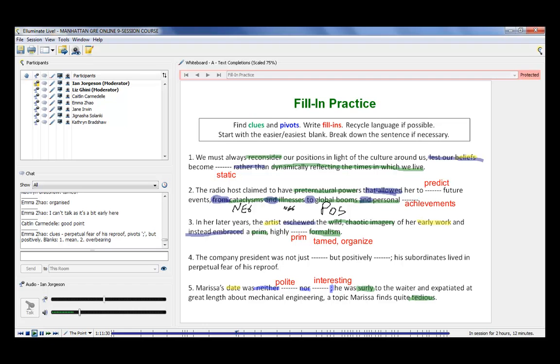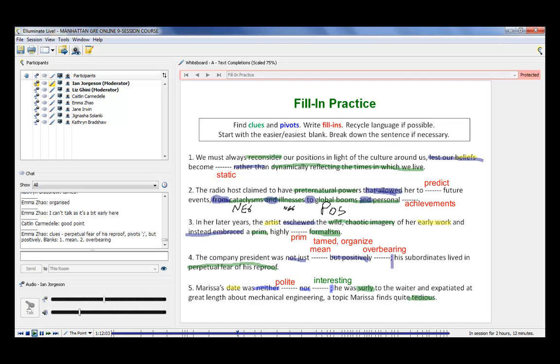All right, and Emma's giving us the fourth one, the clues, perpetual fear of his reproof. Yeah, absolutely agree with that. Perpetual fear of his reproof. And then the pivot, the semicolon for sure, and also the idea that not just one thing, but positively another. And I like that. I think that's a good set of words. He's not just mean, he's positively overbearing.